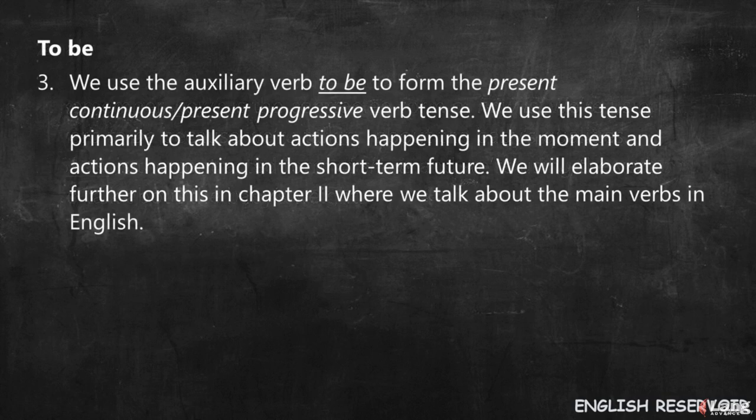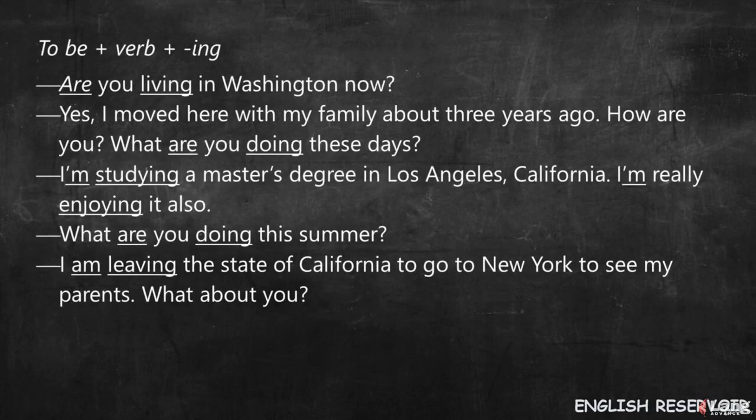To be. 3. We use the auxiliary verb to be to form the present continuous or present progressive verb tense in English. We use this tense primarily to talk about actions happening in the moment and actions happening in the short-term future. We will elaborate further on this in chapter 2, where we will talk about the main verbs in English. To be plus verb plus ing.